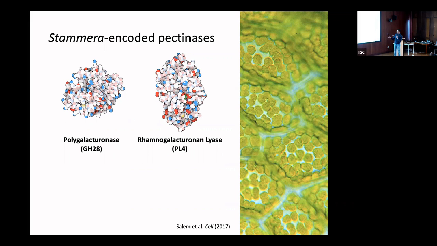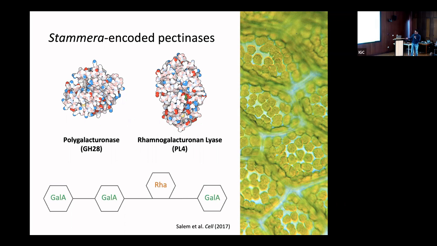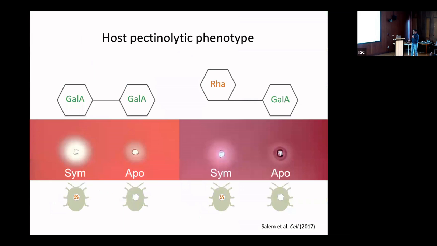And so, more about these enzymes. The first is polygalacturonase, belonging to the GH family 28. It allows the beetle to deconstruct the homopolymer of pectin, and rhamnogalacturonan lyase, a secondary pectinase that allows the beetle to deconstruct the heteropolymer of pectin. Okay, but does symbiont loss correspond to a diminished pectinolytic activity?